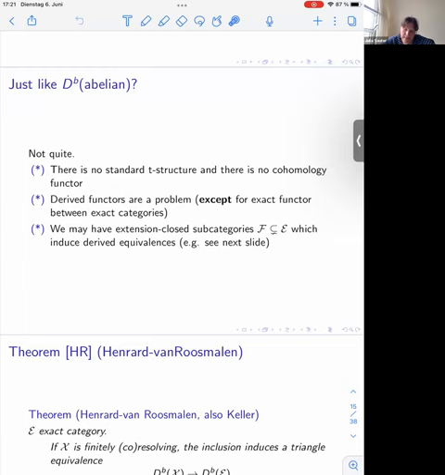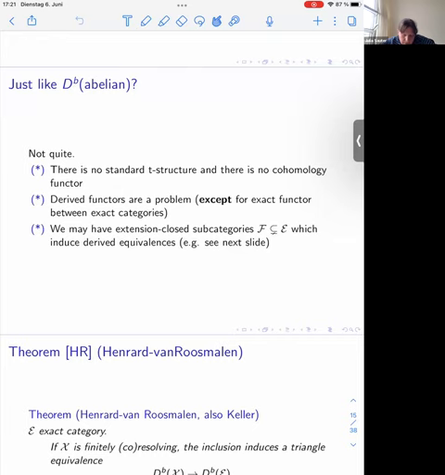And sometimes they exist, sometimes they don't. And you can look into Bühler. It's quite a complicated technical thing to understand when they exist and when not. I prefer not to use it and just work with exact functors, because there everything is clear.